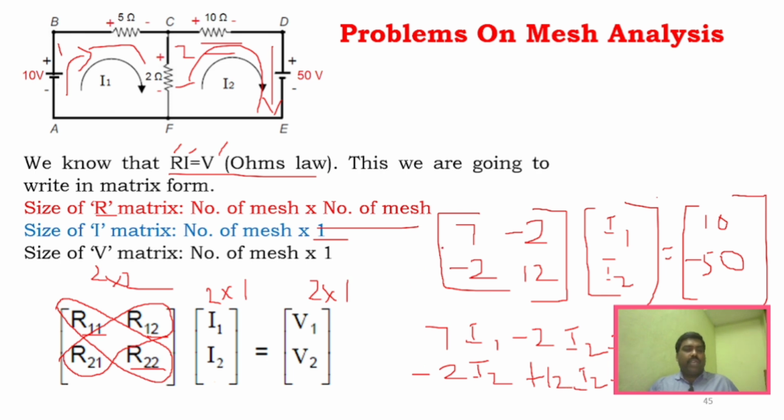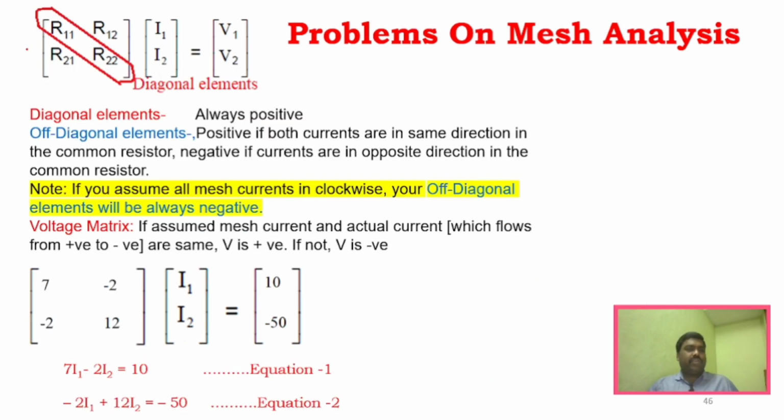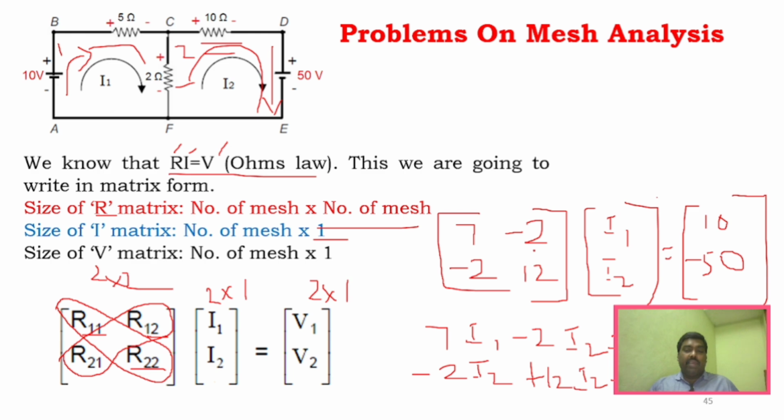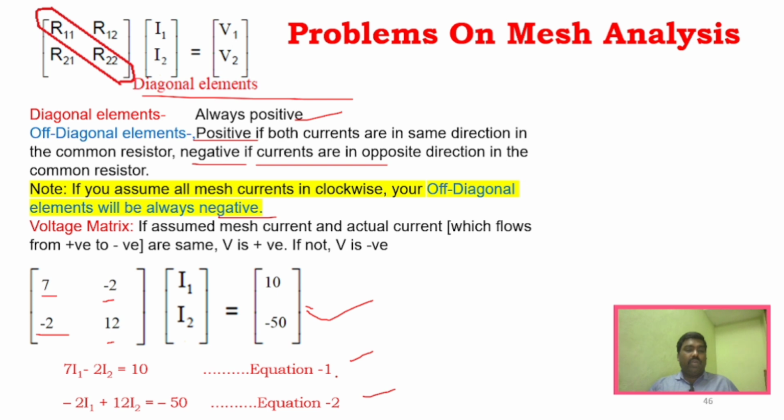So whatever I said here is what I have given on a slide. You can see here R1 and R2 are the diagonal elements, which are always positive mostly. For the off-diagonal elements, if both currents are in the same direction, it will be positive. If the currents are in opposite directions, then it will be negative. Don't get confused. We are considering all the meshes in the clockwise direction, so it will always be negative. This is the same equation which we have obtained: 7, minus 2, minus 2, 12, and 10 and minus 50.